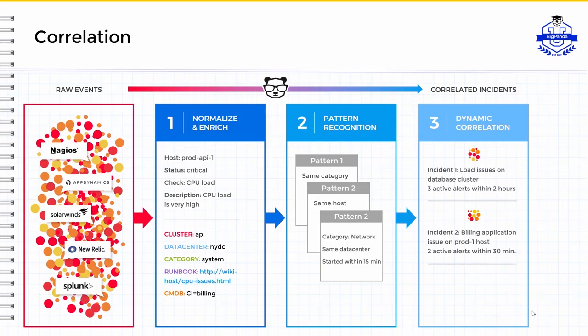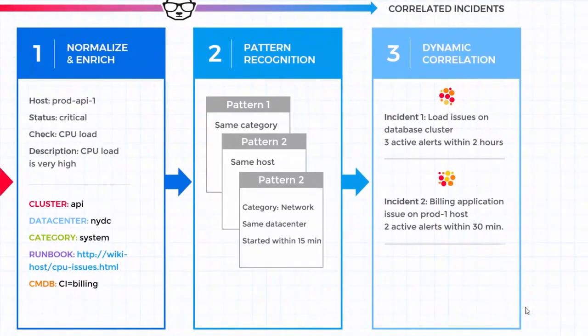BigPanda provides suggested correlation patterns as well as the option to customize patterns for optimal noise suppression tailored specifically to your organization. As new alerts are received, BigPanda evaluates all matching patterns and determines whether to create a new incident or update an existing incident.